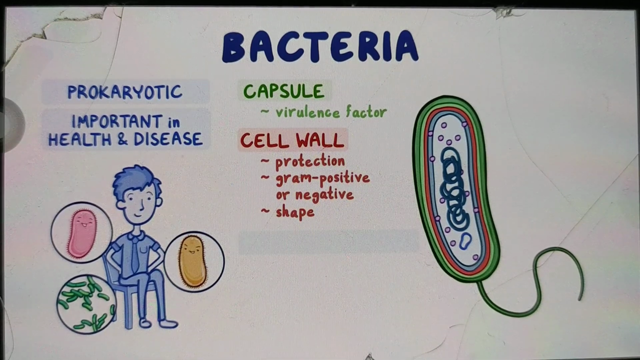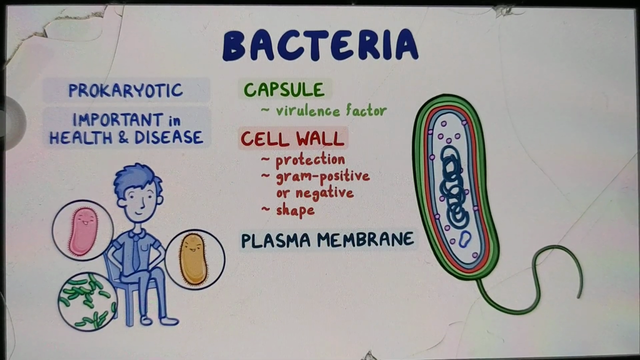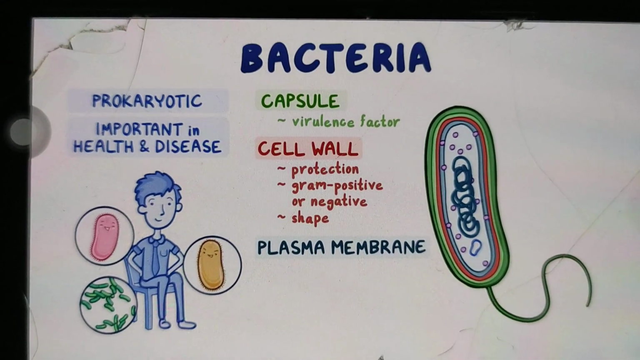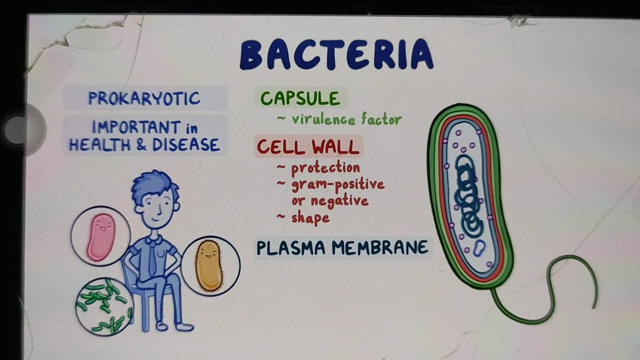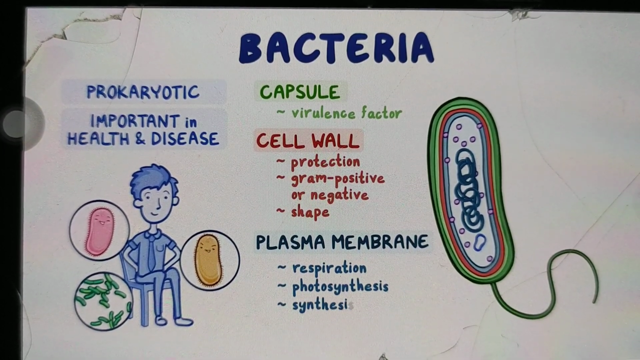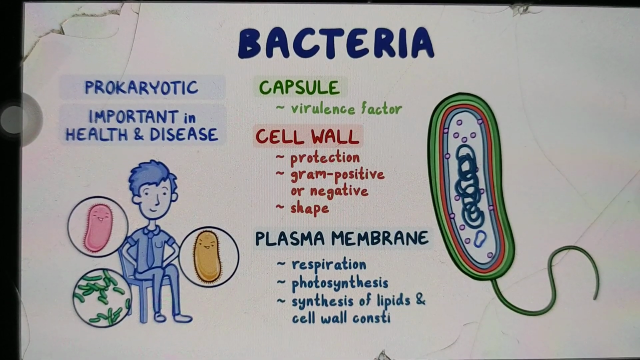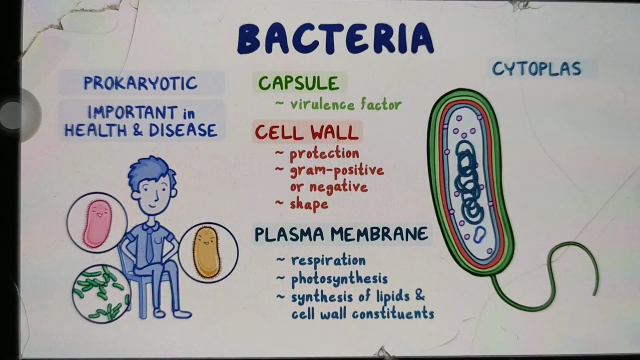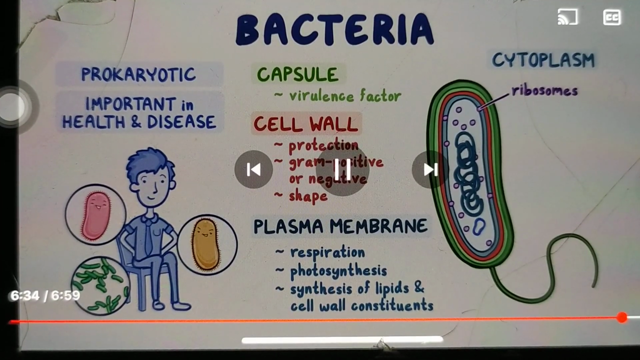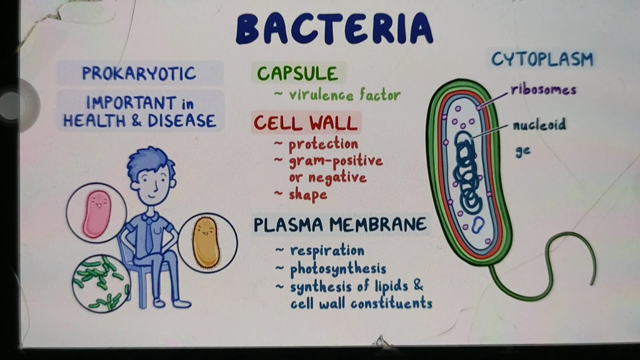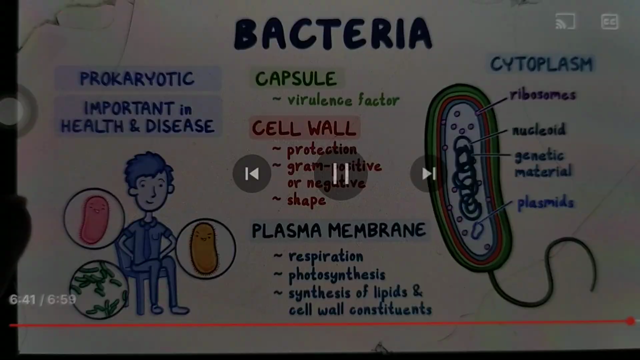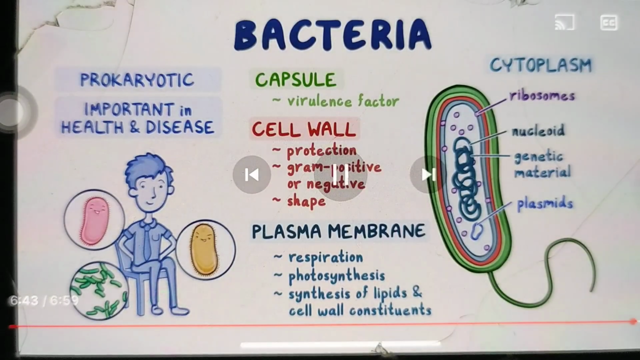Underneath the cell wall, there's the plasma membrane, which is the most important layer because it encloses the cytoplasm and defines the cell, having important roles such as respiration, photosynthesis, and the synthesis of lipids and cell wall constituents. The cytoplasm contains ribosomes, which are the site of protein synthesis, the nucleoid, which contains the genetic material, and plasmids, which contain genes that confer a selective advantage to the bacterium.